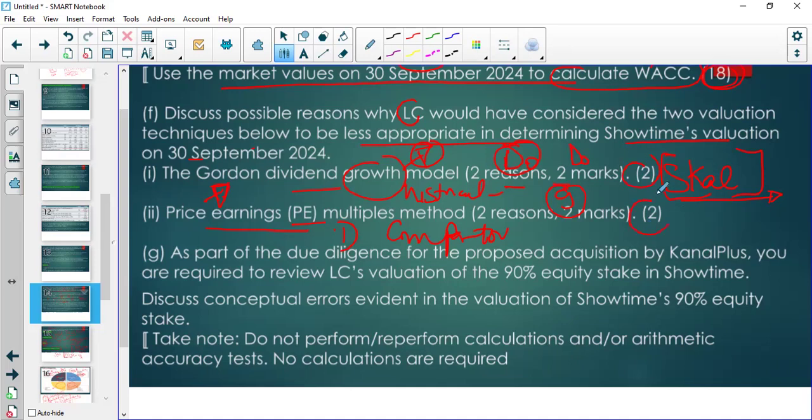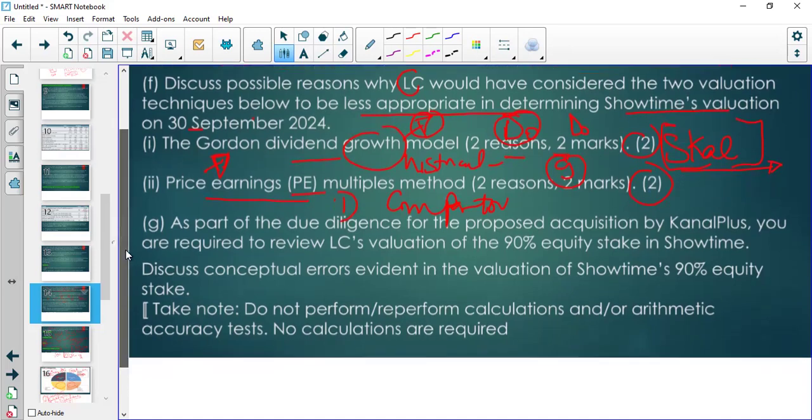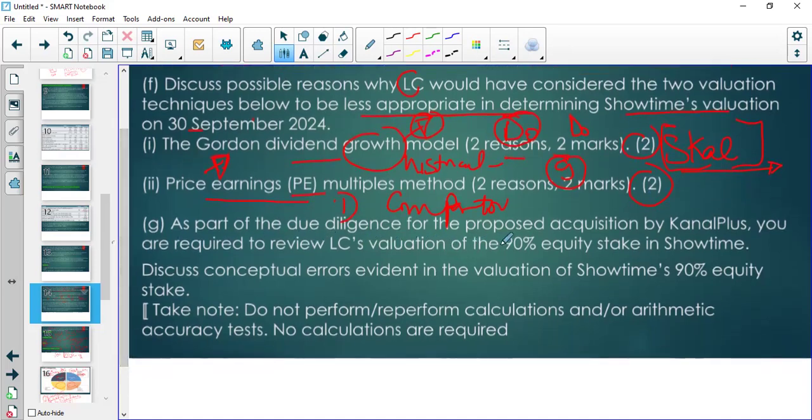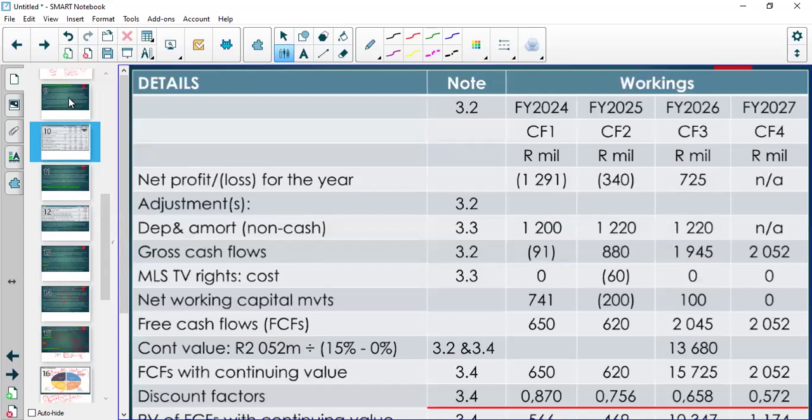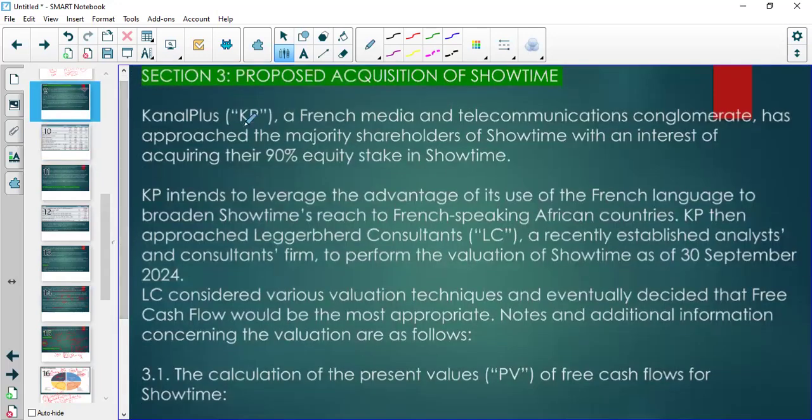So that's quite fair. Then as part of due diligence, discuss the conceptual errors. Right, at least that's the last one, because I'm tired. Discuss the conceptual errors in the acquisition of Canal Plus. Right, so let's go to the conceptual errors, and I'm going to sign off. Right, so we want to acquire 90% of the equity.